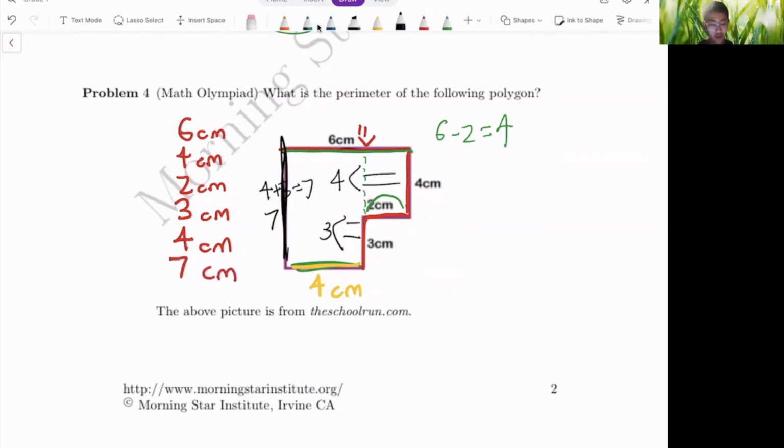And now let's add all of this together. 6 plus 4 plus 2 plus 3 plus 4 plus 7. And for this problem, the answer should just be 26.